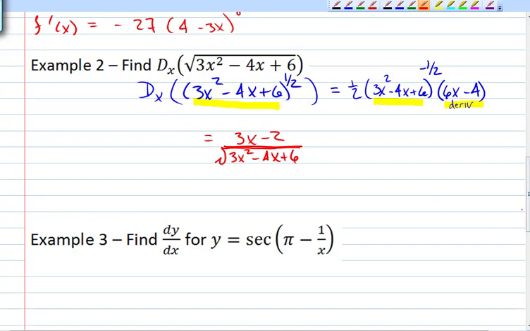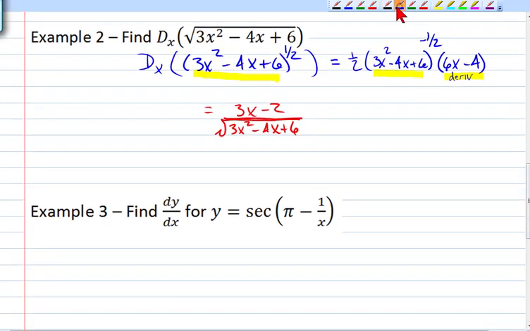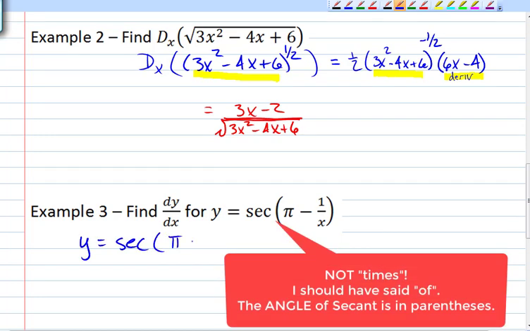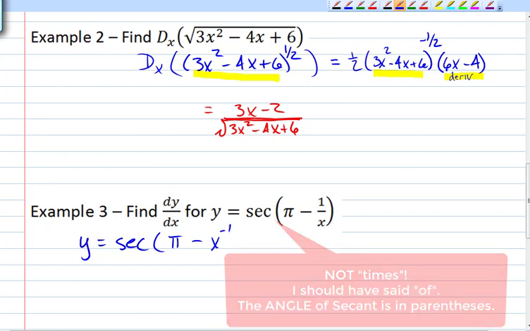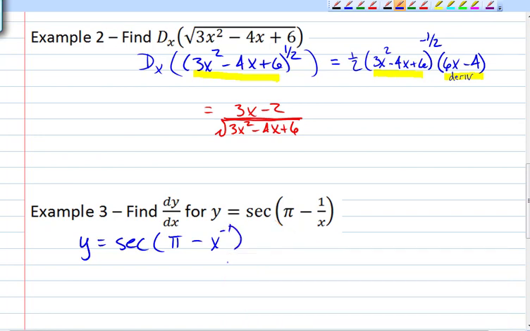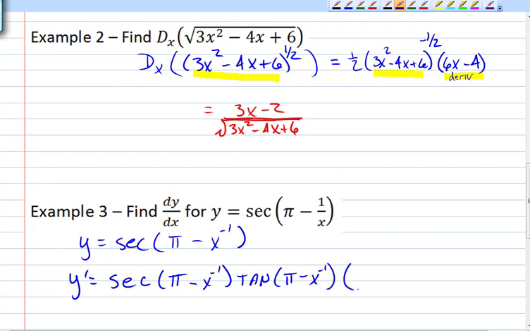Example 3, find dy dx for y equals secant of pi minus 1 over x. Might help if we rewrite this function as y equals secant of pi minus x to the negative 1 power. Trig functions are usually composite functions because we typically have in the angle part of the trig function more than just an x. So we take the derivative using the chain rule. The outside function here is the trig function. So the derivative of secant is secant tangent, right? Leaving the inside alone. Times the derivative of the angle.